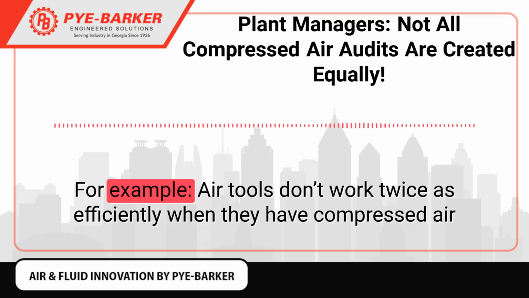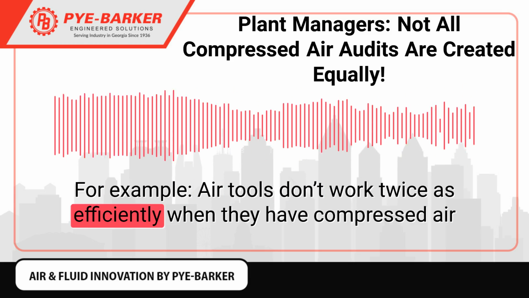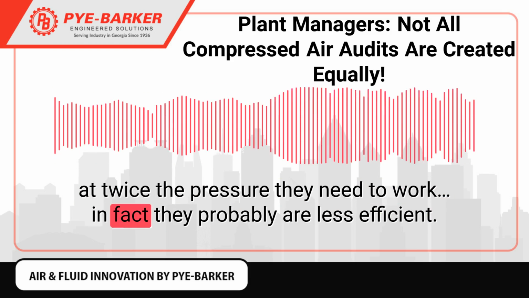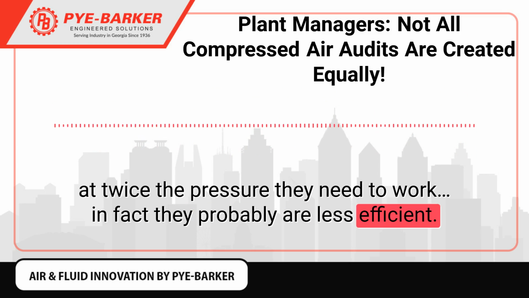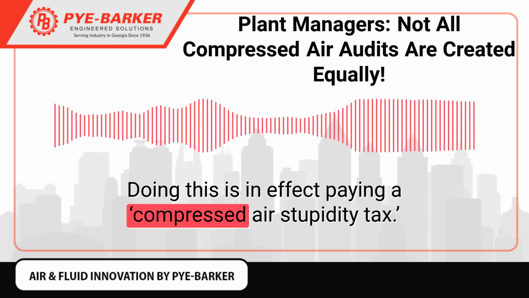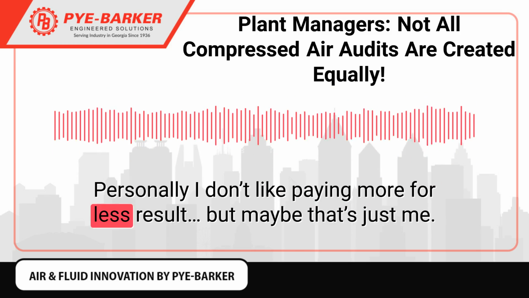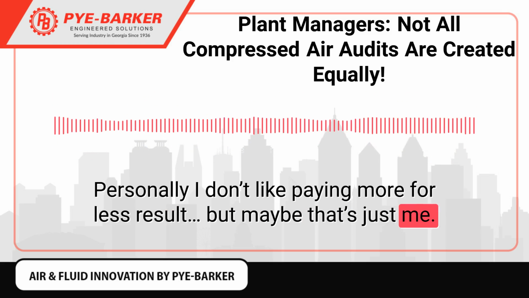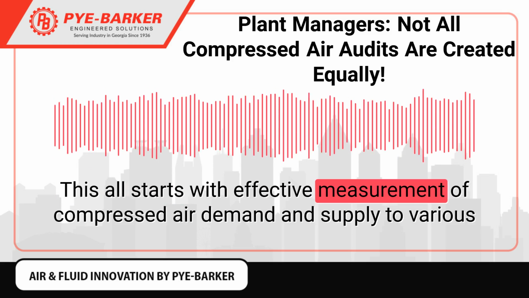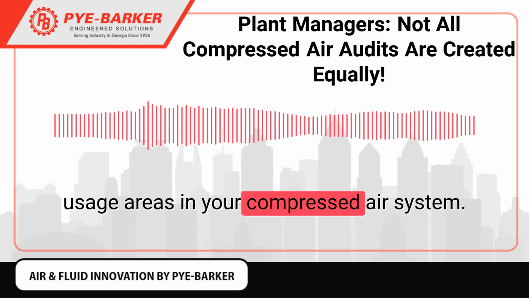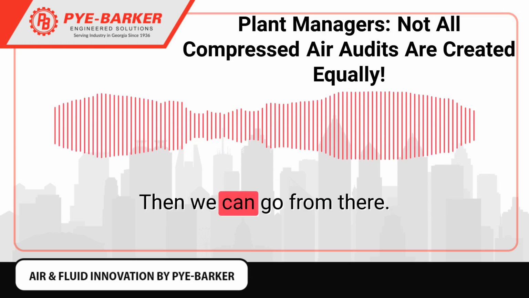For example, air tools don't work twice as efficiently when they have compressed air at twice the pressure they need to work. In fact, they probably are less efficient. Doing this is in effect paying a compressed air stupidity tax. Personally, I don't like paying more for less result, but maybe that's just me. This all starts with effective measurement of compressed air demand and supply to various usage areas in your compressed air system. Then we can go from there.